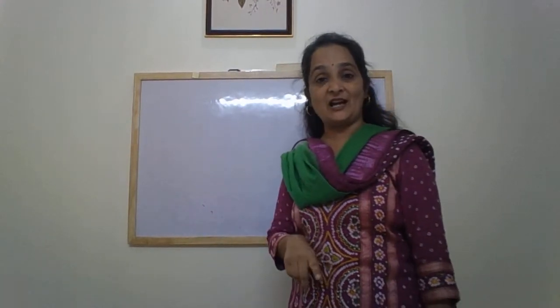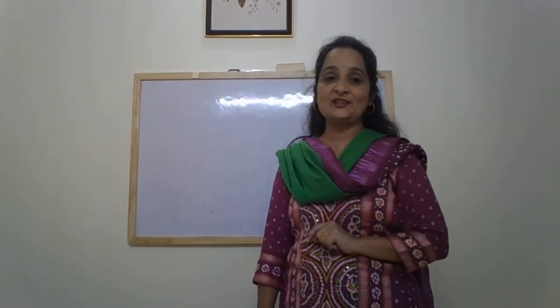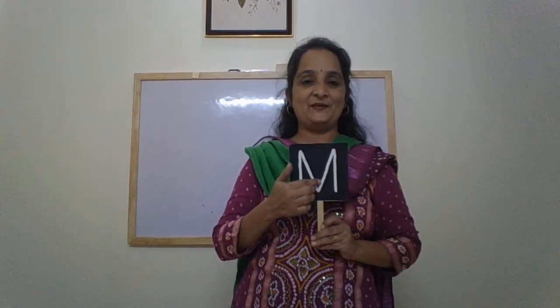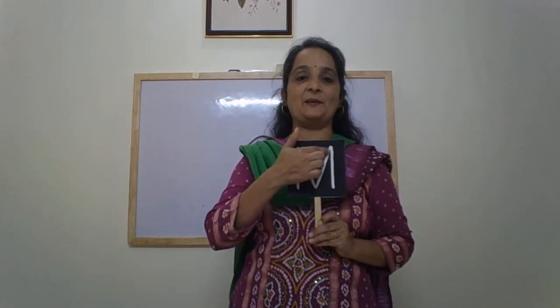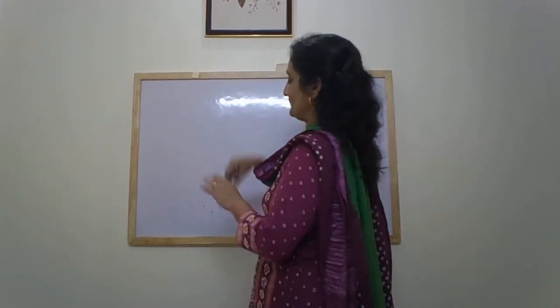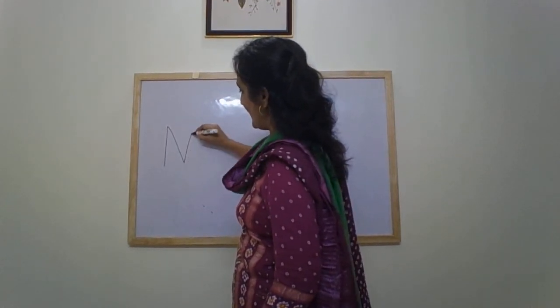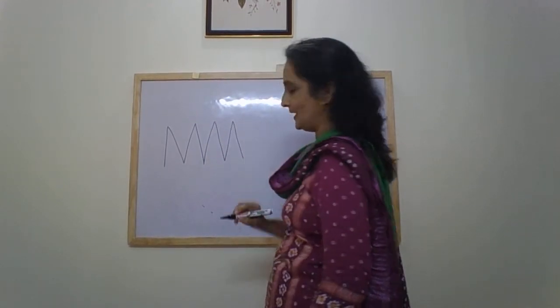Alright? And now we will start with the writing of letter M. So as I had mentioned earlier, M is written with the help of the pattern up, down, up, down. Yes, up, down, up, down pattern. So let's revise the up, down pattern once. Up, down, up, down, up, down, up, down.